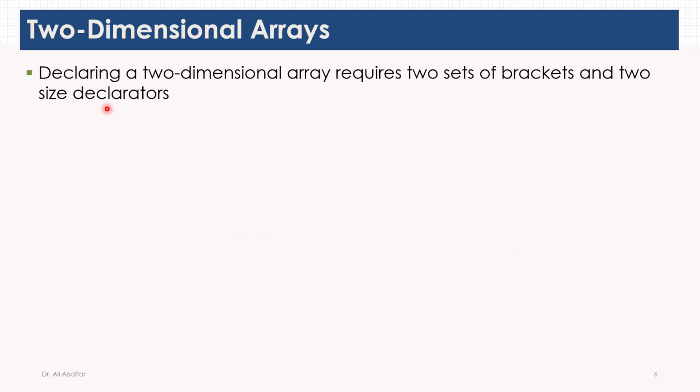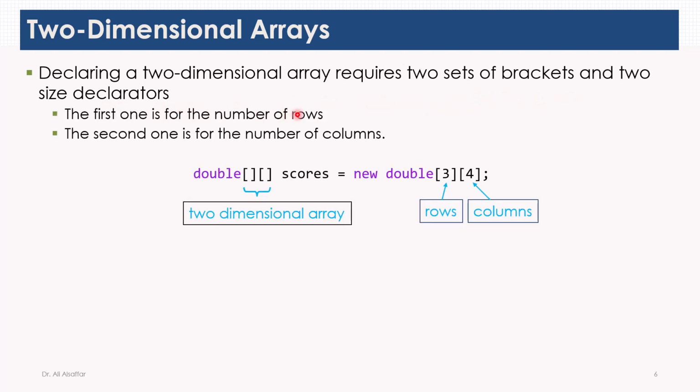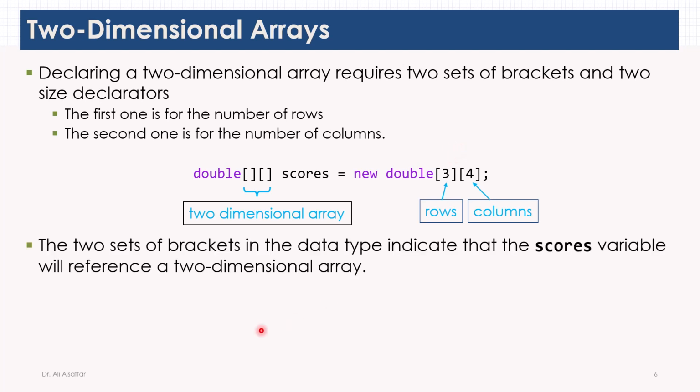To declare two-dimensional arrays, it requires two sets of brackets and two size declarators. The first one is for the number of rows and the second one is for the number of columns. And this is syntactically how to define a two-dimensional array. The two sets of brackets indicate that we are declaring a two-dimensional array. The first dimension specifies the number of rows and the second dimension specifies the number of columns. The two sets of brackets and the data type indicate that the scores variable will reference a two-dimensional array.